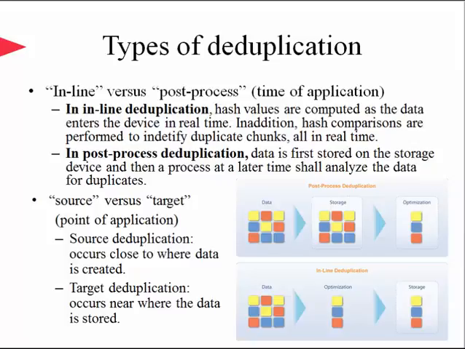Depending on where the data is, deduplication can happen at the source, close to where the data is created, or it can happen at the target, in other words, where the data is eventually stored, that is, the final destination of the data. A simple illustration is depicted to the right of this slide, and as can be seen, storage and deduplication take place in different orders, depending on whether it's an inline or post-process deduplication process.